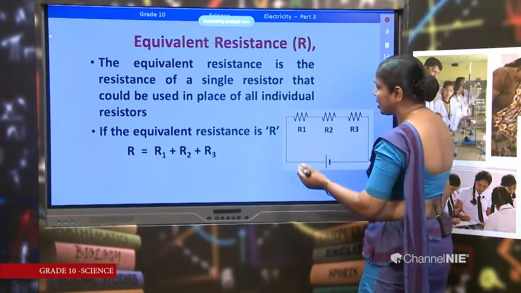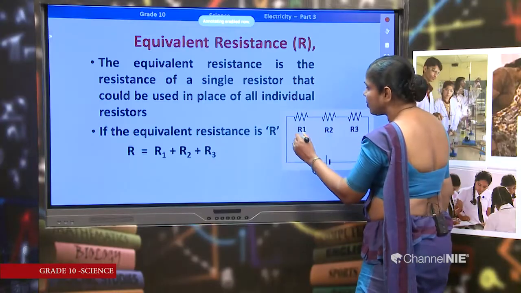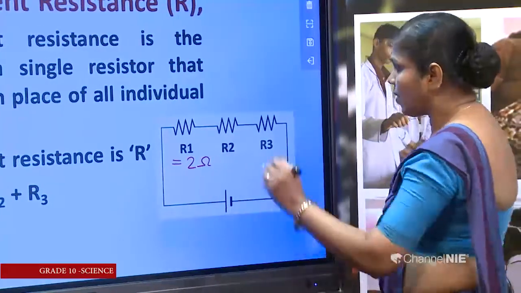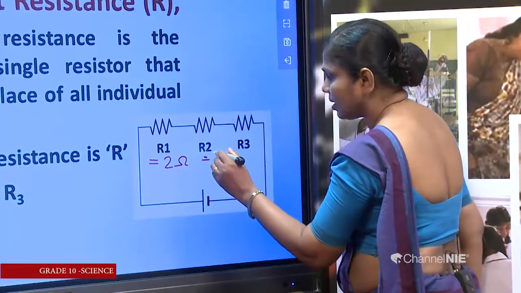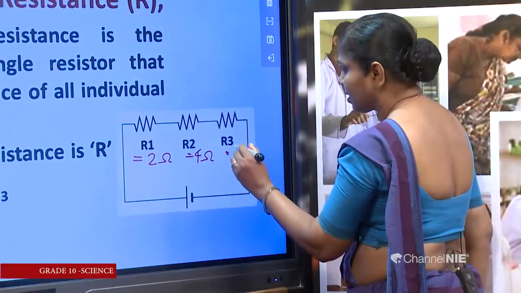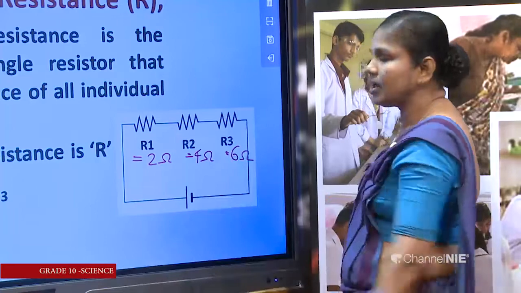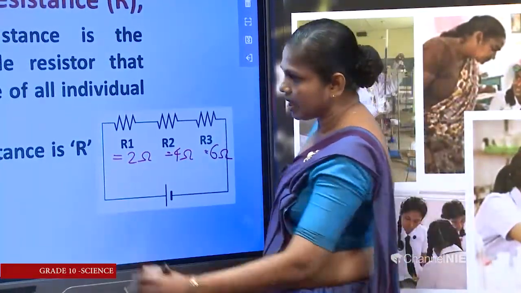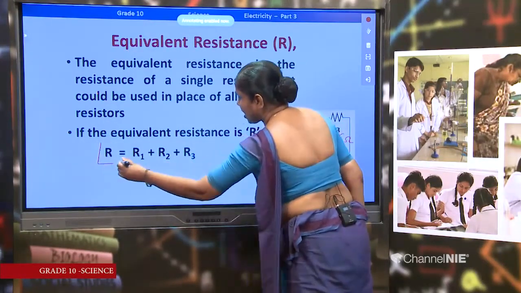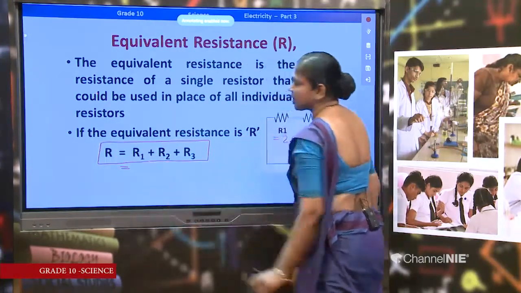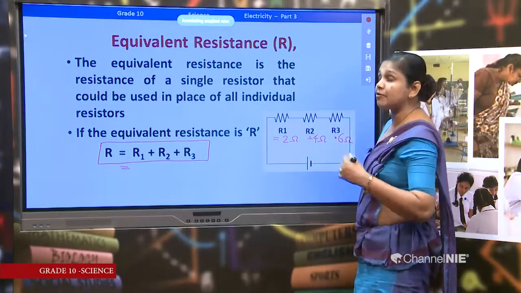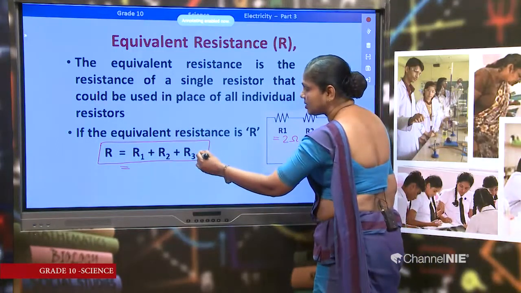Did you understand, children? Suppose the value of R1 is 2 ohm, the value of R2 is 4 ohm and the value of R3 is 6 ohm. Then what is the equivalent resistance? Equivalent resistance R equals R1 plus R2 plus R3. If there's one more resistor called R4, then you can put plus R4 too.